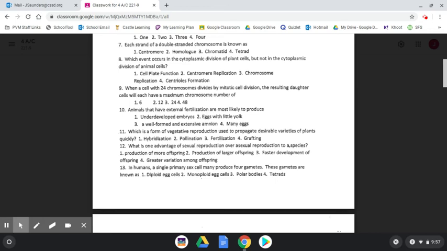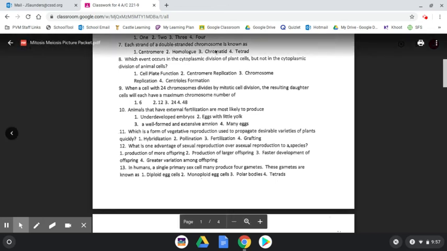Number seven, each strand of a double-stranded chromosome is known as chromatin. Remember, the centromere is like the little button in the center that attaches them, but the strands are called chromatids. Number eight, which event occurs in the cytoplasmic division of plant cells, but not in the cytoplasmic division of animal cells? Look it over. Cell plate function. Remember, it makes that cell plate to kind of split it. We just said that in another question.